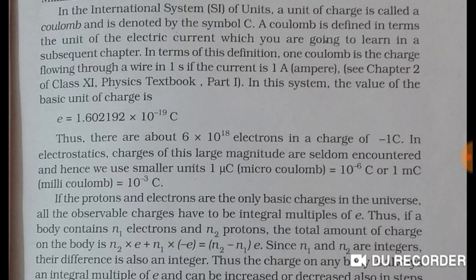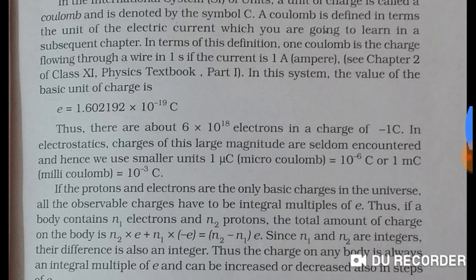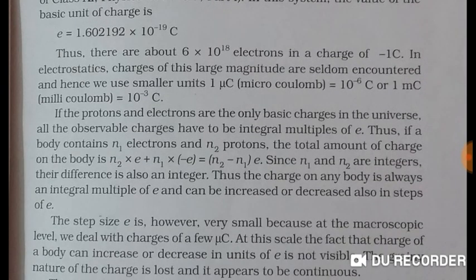In this system, the value of the basic unit of charge is e = 1.602192 × 10^-19 coulomb. Thus, there are about 6 × 10^18 electrons in a charge of -1 coulomb. In electrostatics, charges of this large magnitude are seldom encountered, and hence we use smaller units. 1 microcoulomb = 10^-6 coulomb, or 1 millicoulomb = 10^-3 coulomb.